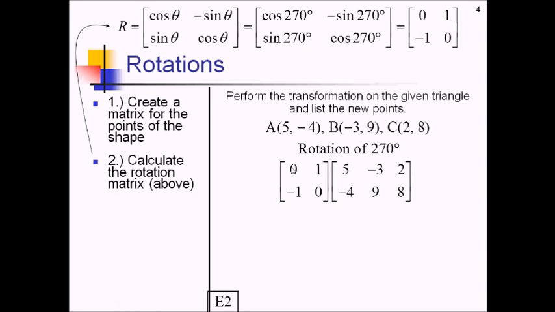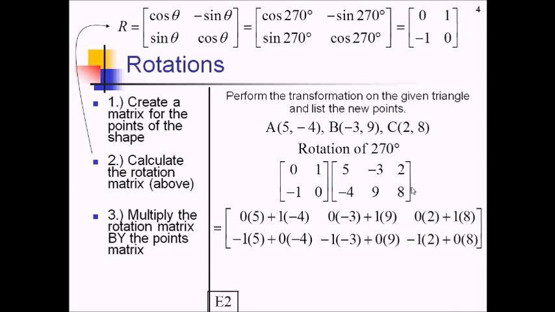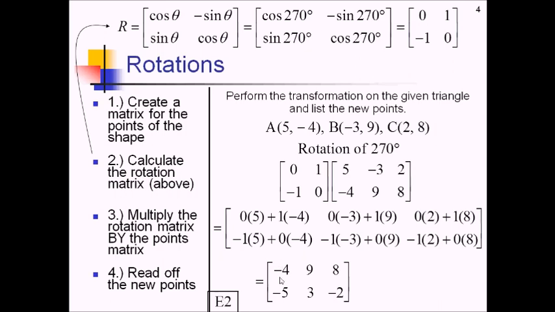So doing that, we've got 0 times 5 plus 1 times -4. And then first row, second column. First row, third column. Second row, first column. Second row, second column. Second row, third column. Okay, so that's -4, 9, 8, -5, 3, and then at last -2. Writing out those points, we've got -4, -5, 9, 3, and 8, -2.